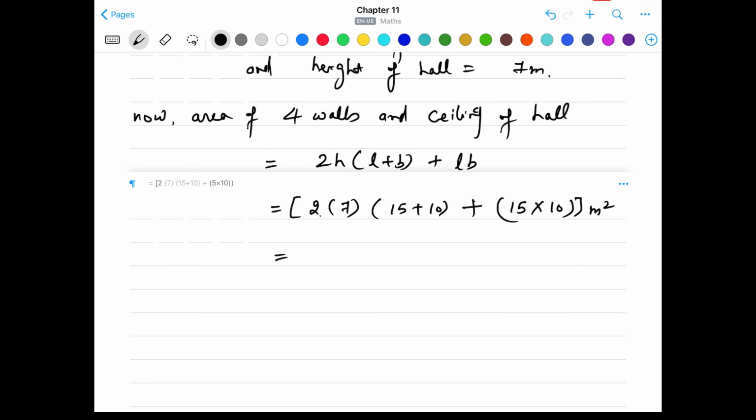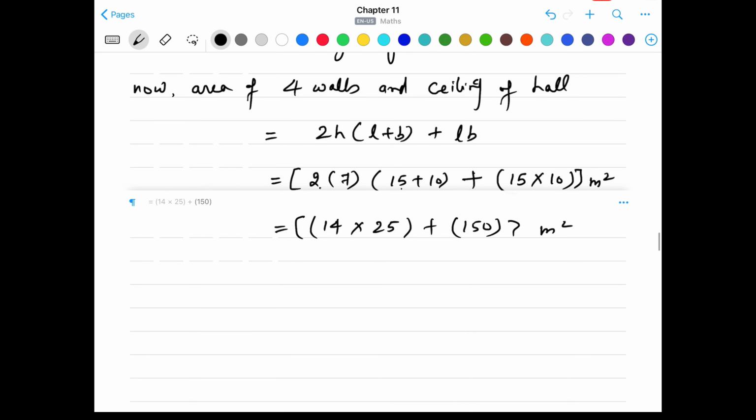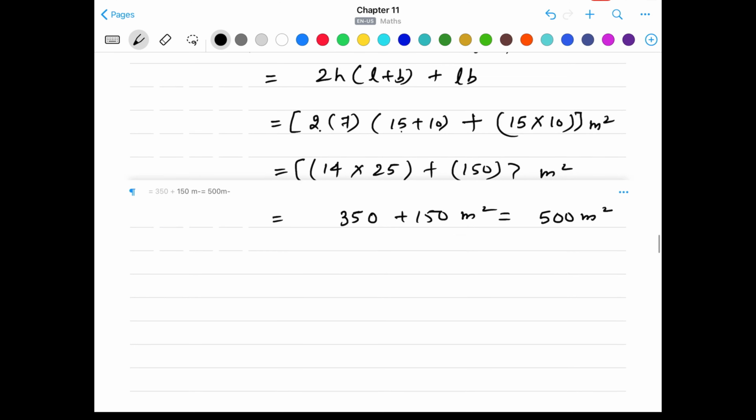Now let's solve this. We have 2 into 7 will give us 14, into 15 plus 10 will be 25, plus we have 15 into 10 will give us 150. Outside write the common unit, which is meter square. Now 14 into 25 will be 350, plus 150 meter square, that will be 500 meter square. That is the area of the 4 walls and the ceiling which is to be painted.